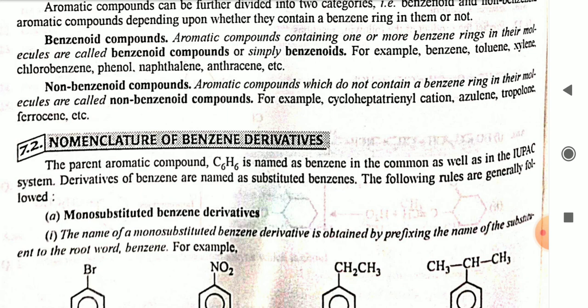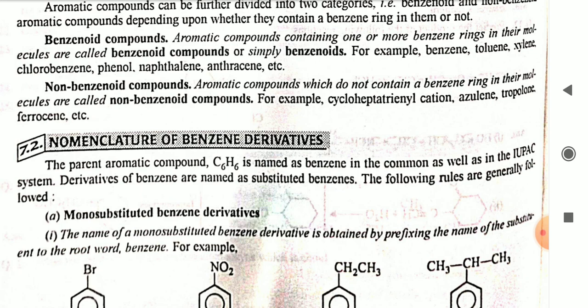Non-benzenoid compounds: aromatic compounds which do not contain a benzene ring in their molecules are called non-benzenoid compounds. For example, cycloheptatrienyl cation, azulene, tropolone, ferrocene, etc.